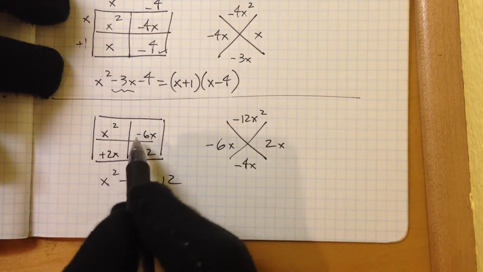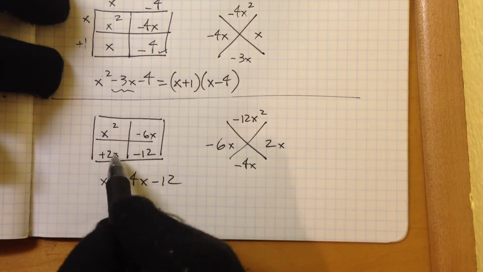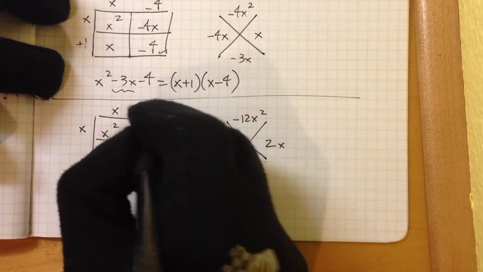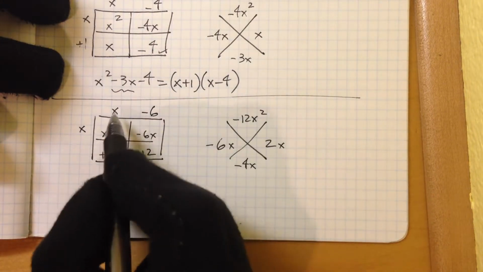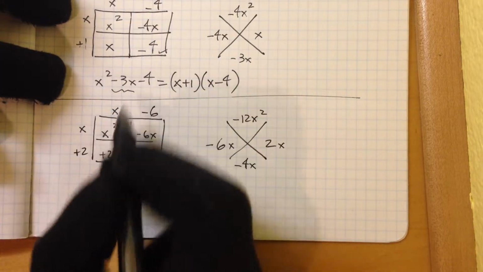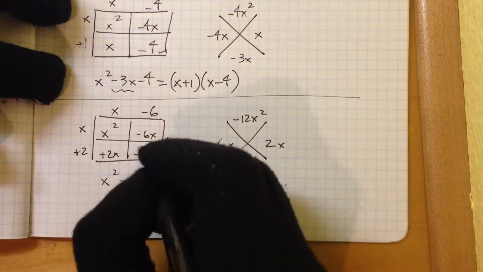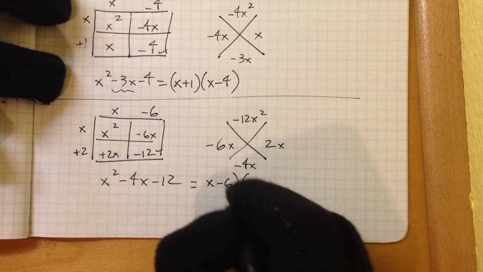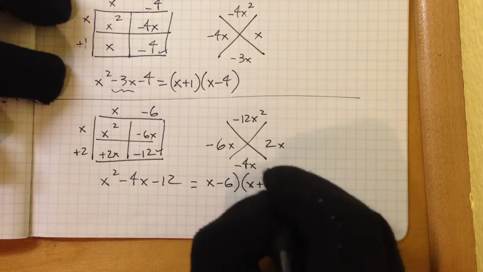It doesn't matter where those go order-wise. You could flip-flop those two terms from your sides. x and x is x squared. Negative 6 to get that. x times a positive 2, 2, and then bam, check that, x minus 6 times x plus 2.